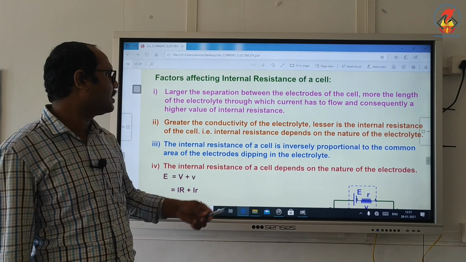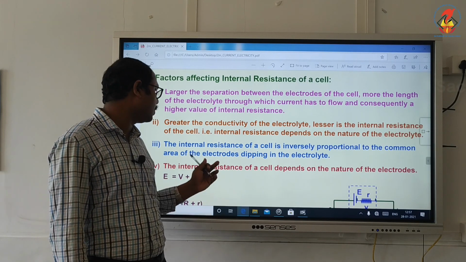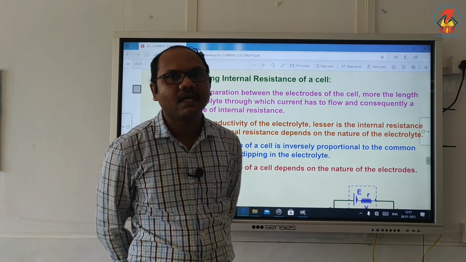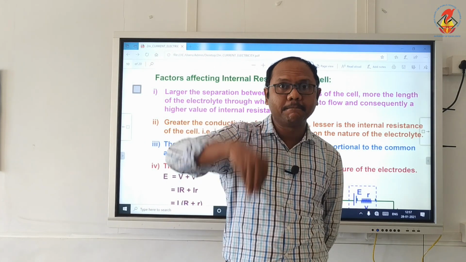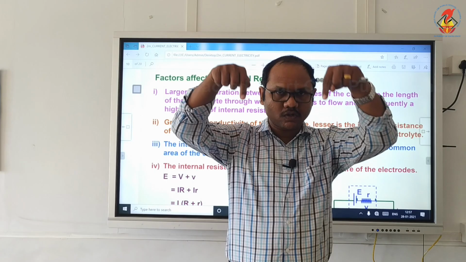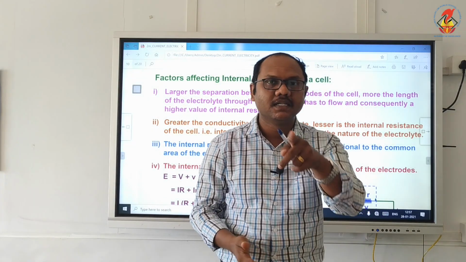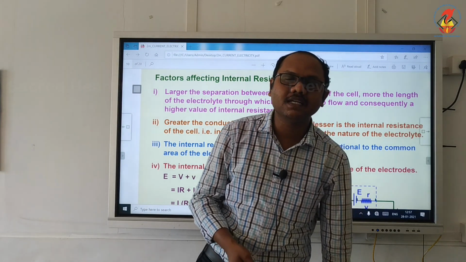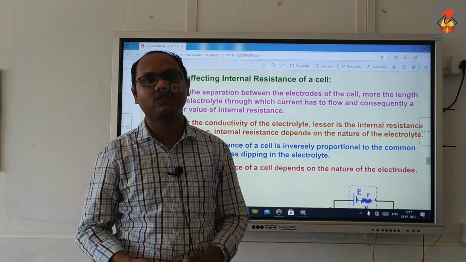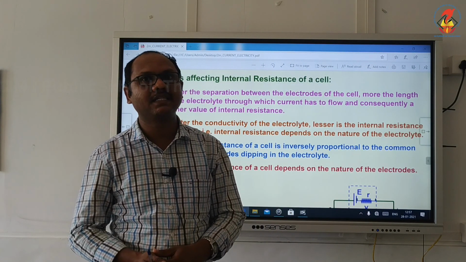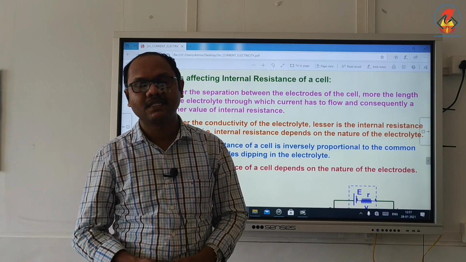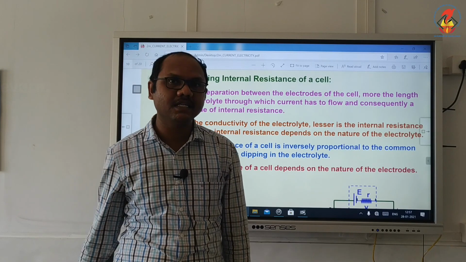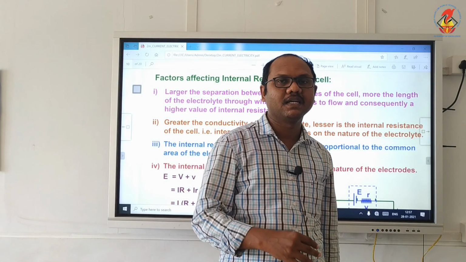Then, internal resistance of a cell is inversely proportional to the common area of electrodes dipped in the electrolyte. That means if we dip the electrodes more into the electrolyte, the internal resistance will decrease. And the last thing, internal resistance is inversely proportional to temperature. As the temperature increases, internal resistance will decrease, and if the temperature is decreasing, then internal resistance will increase.